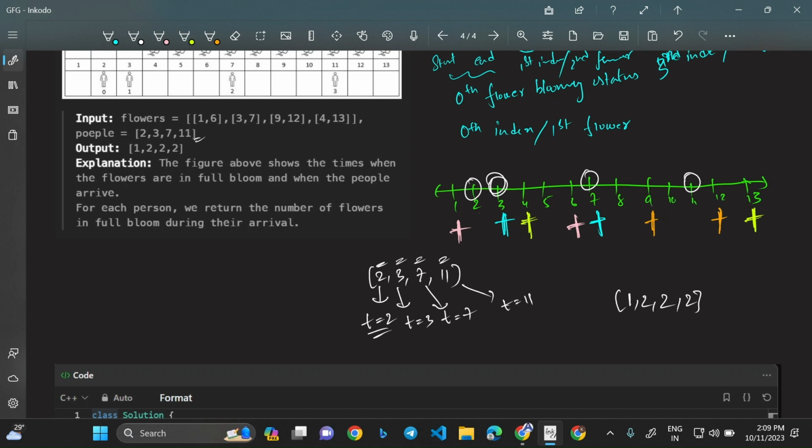So how many are there? This is the output array that is expected for us to return, and it matches with this, right? 1 2 2 2 1 2 2 2. So this is how it is. We just need to identify, by that time, at that particular time, how many have actually ended.